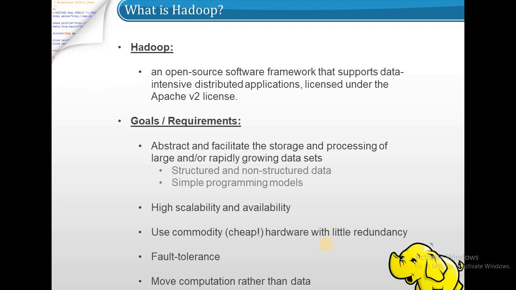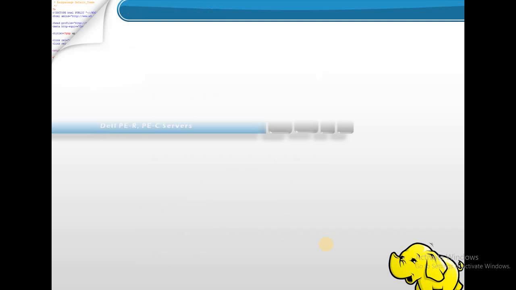What is Hadoop? Hadoop is an open source software framework that supports data intensive distributed applications licensed under the Apache v2 license. Hadoop's goal is to abstract and facilitate the storage and processing of large and or rapidly growing data sets, structured and unstructured data, with simple programming models, high scalability and availability, using commodity hardware with little redundancy, and being fault tolerant. It moves computation rather than data.